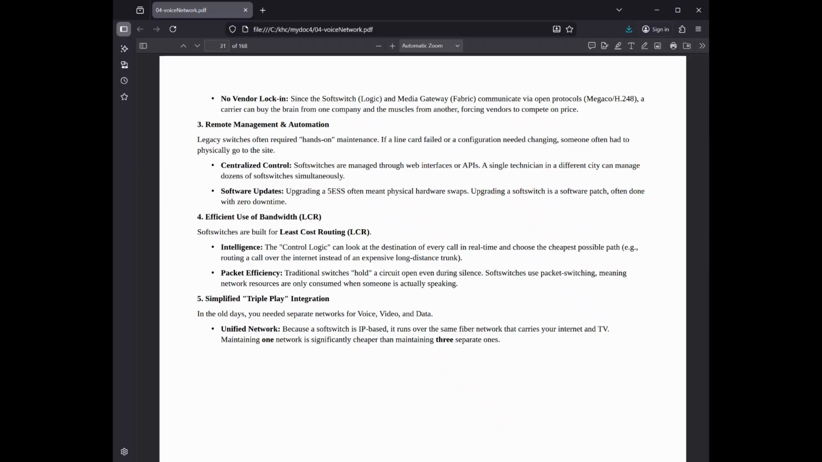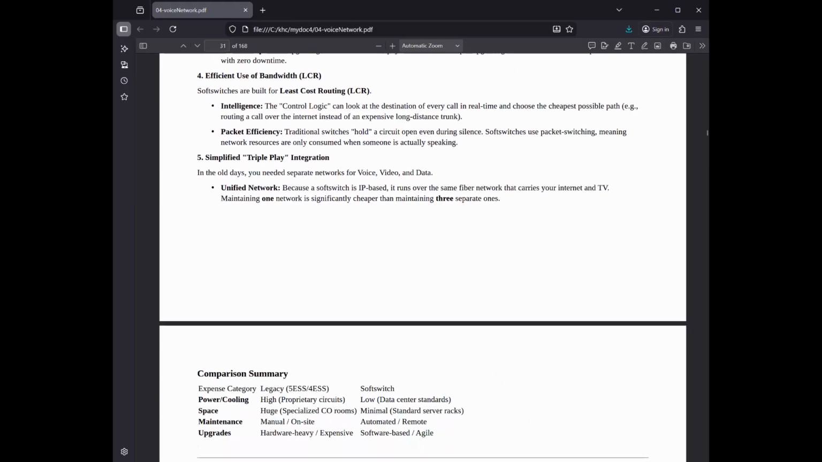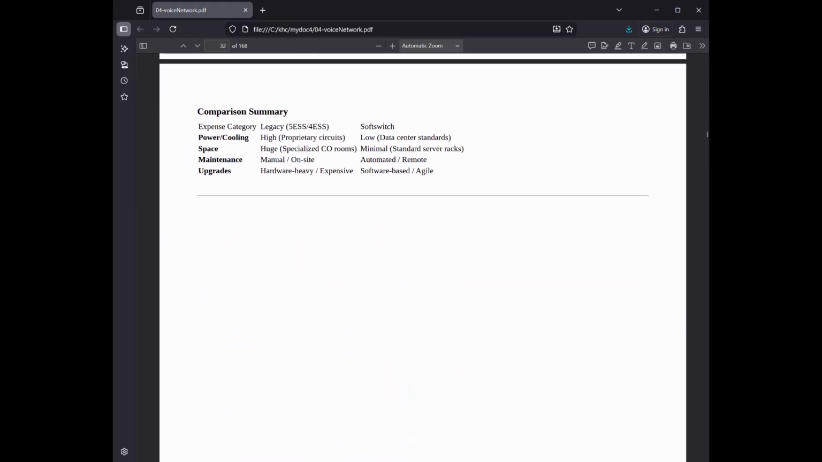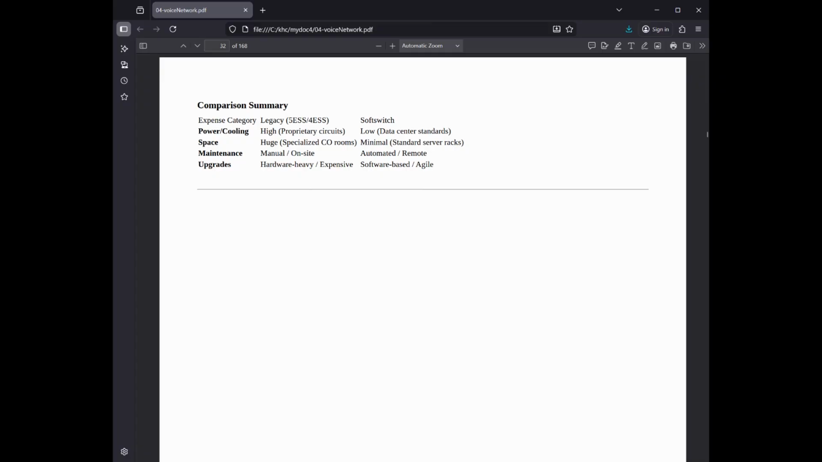5. Simplified triple play integration. In the old days, you needed separate networks for voice, video, and data. Unified network: because a soft switch is IP-based, it runs over the same fiber network that carries your internet and TV. Maintaining one network is significantly cheaper than maintaining three separate ones. Comparison summary. Expense category: legacy 5ESS/4ESS versus soft switch. Power/cooling: high, proprietary circuits versus low, data center standards. Space: huge, specialized.